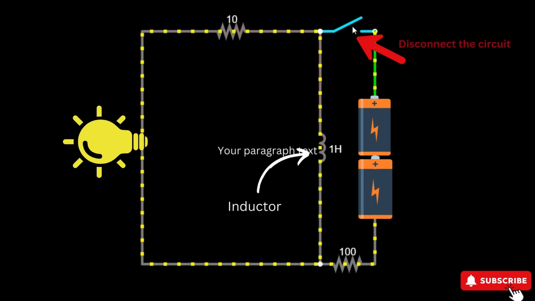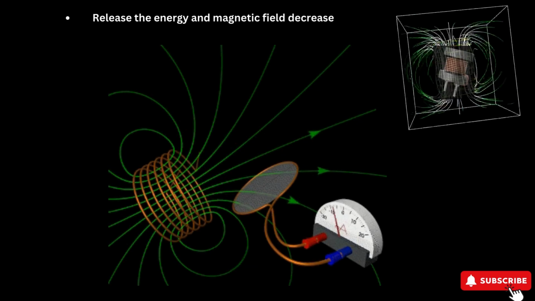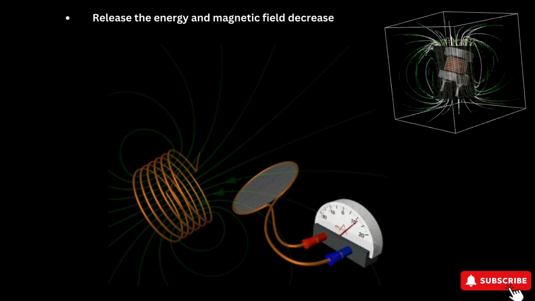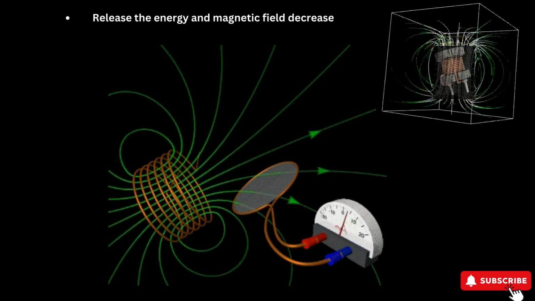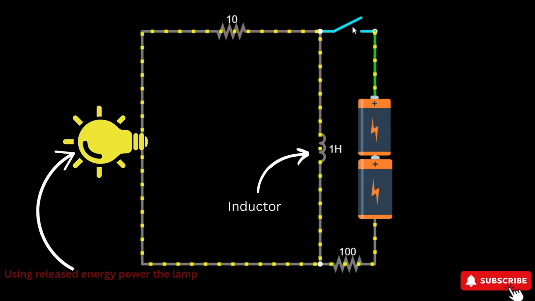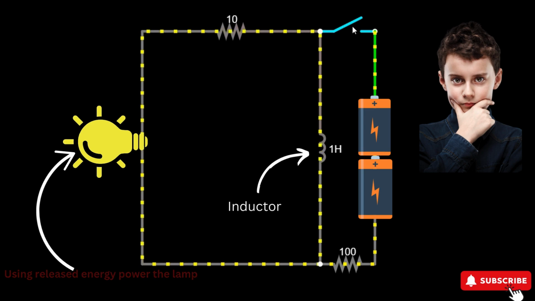When we disconnect the circuit, the current will decrease. As the current decreases, the magnetic field collapses, and the energy stored in the magnetic field is released. This released energy is then converted back into electrical energy, which can be used to power the lamp connected to the inductor. What is the physics behind this?